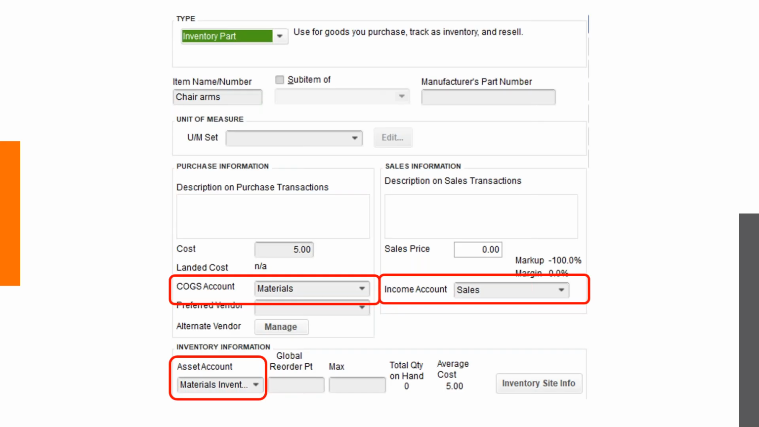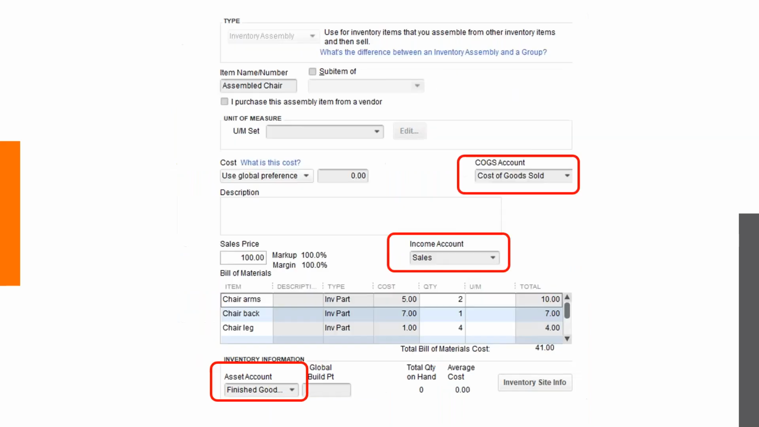So here's the setup for the inventory part. Make sure you pick the cost of goods sold account you want, the income account you want, and really, really importantly is if you are going to use something other than the default inventory asset account that QuickBooks creates when you turn inventory on, make sure you pick this. So in this case, I've got two inventory accounts. One's going to be for my materials, and I'm actually going to have another inventory account that's going to be for my finished good.